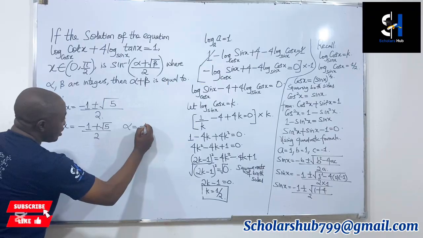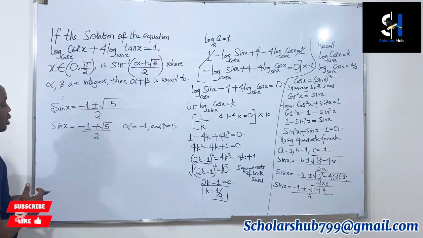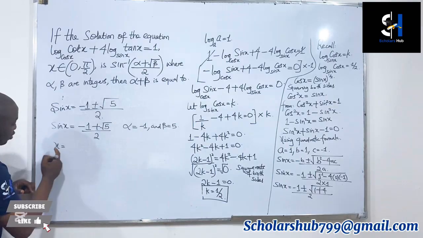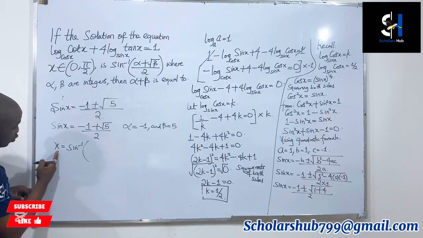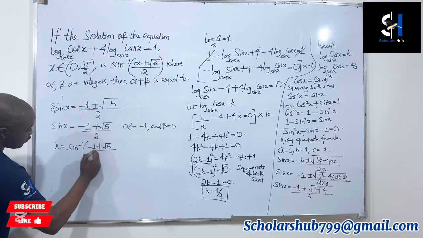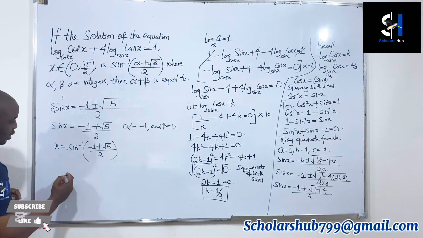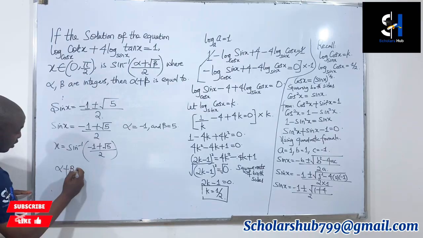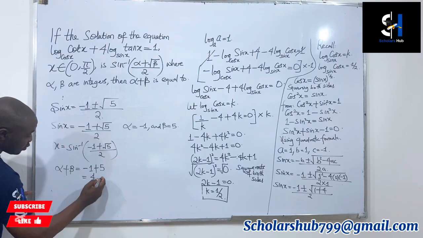So which means alpha is minus 1 and beta is 5, according to what we are given in the question. That is because we can make x the subject, or solve for x. When we solve for x, this will be the inverse sine of minus 1 plus root 5 over 2. So alpha is negative 1 and beta is 5. We are asked to find the value of alpha plus beta. So alpha plus beta is minus 1 plus 5. So the answer to the question is 4.